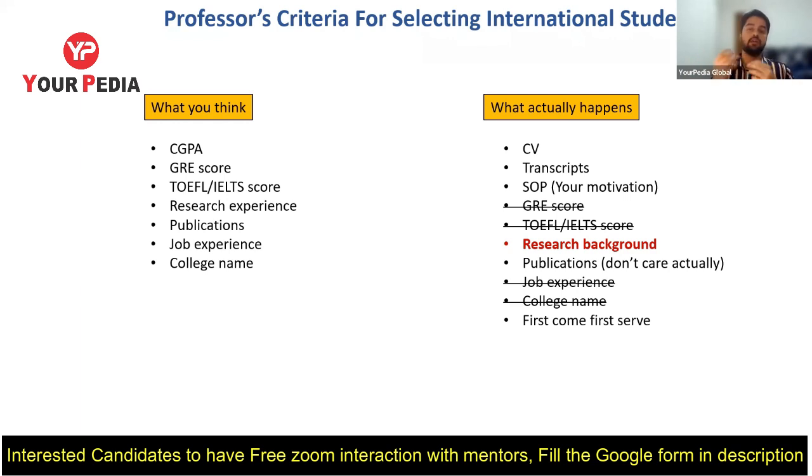The third thing, which is also important, is your SOP or your motivation. From the SOP, they want to check your motivation, like why you want to come into this particular area. So SOP is a very, very important document for foreign admission.